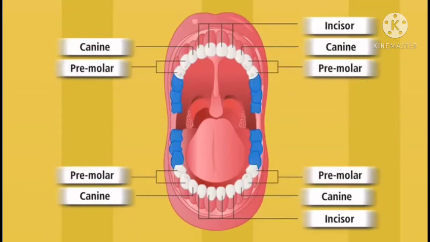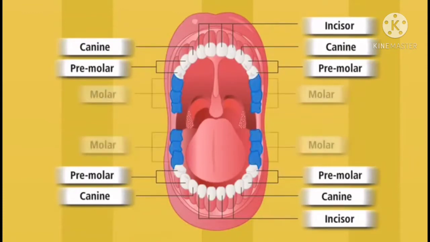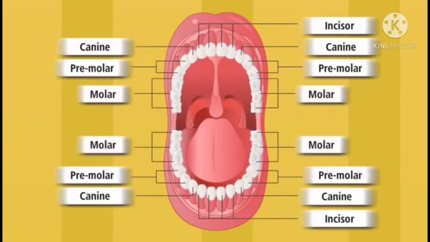Next are molars. They are present at the back of the mouth after the premolars. They are 12 in number in total, 6 in the upper jaw and 6 in the lower jaw. And their main function is to chew and grind the food.